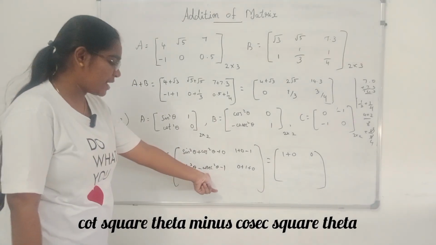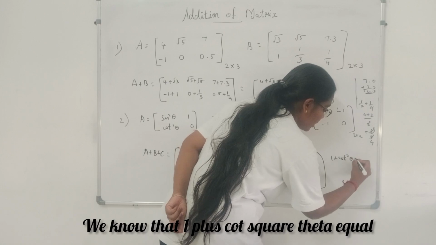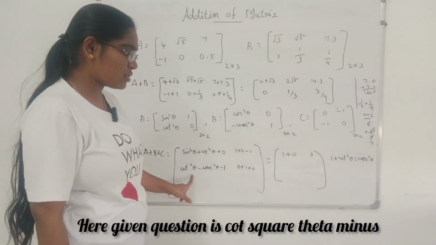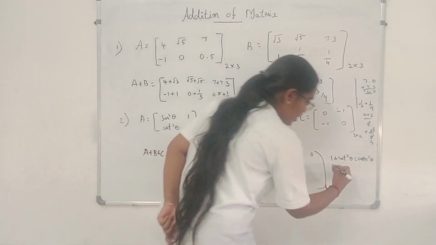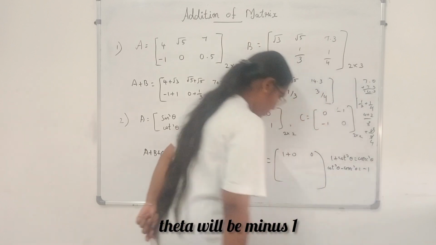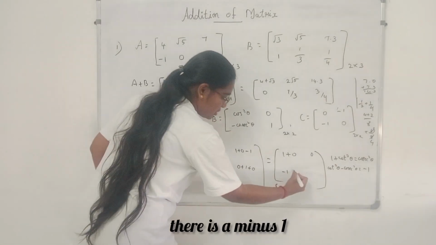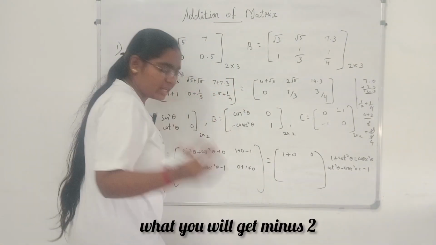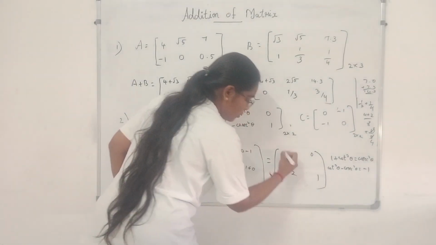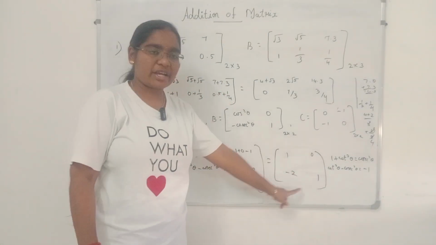Cot square theta minus cosecant square theta. We know that 1 plus cot square theta equal to cosecant square theta. Here the given expression is cot square theta minus cosecant square theta. So, cot square theta minus cosecant square theta will be minus 1. So, here will be minus 1 plus minus 1. Again there is a minus 1. So, minus 1 minus 1, what will you get? Minus 2. Here 0 plus 1 plus 0, 1. Here 1 plus 0, what will you get? 1. So, the final answer is 1, 0, minus 2, 1.